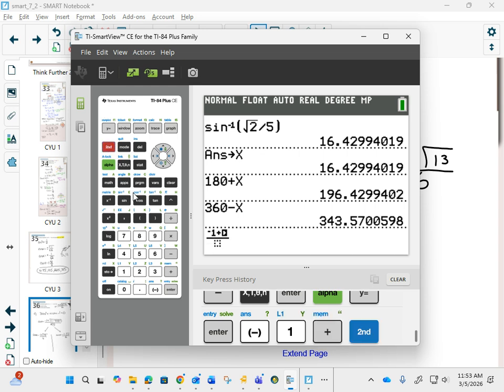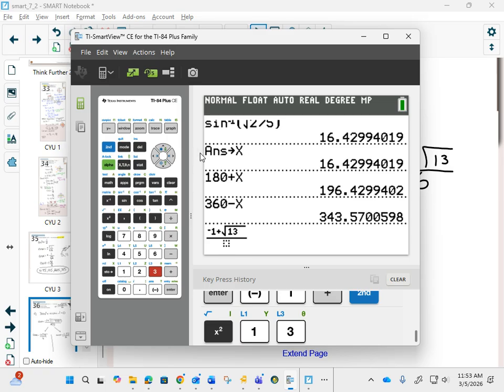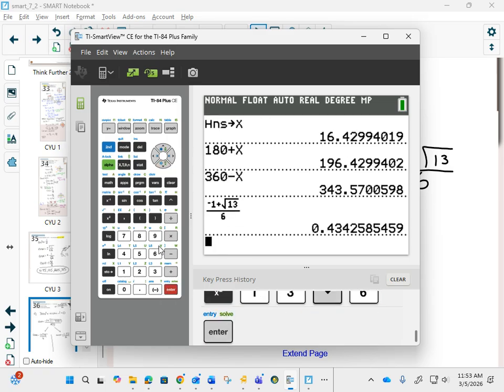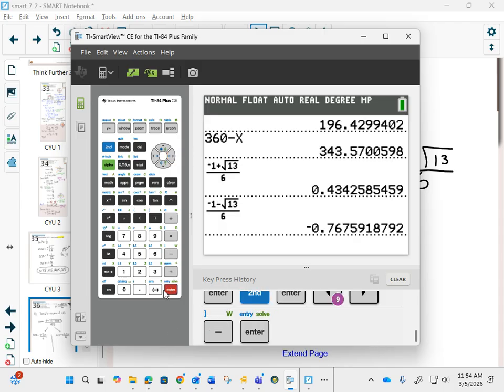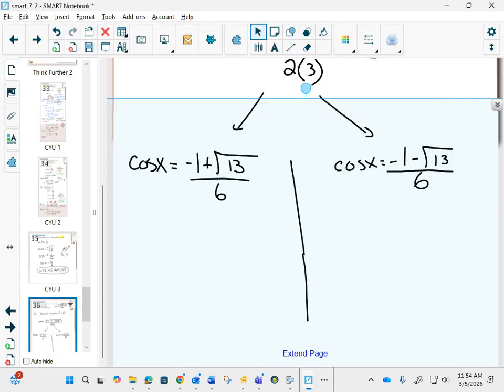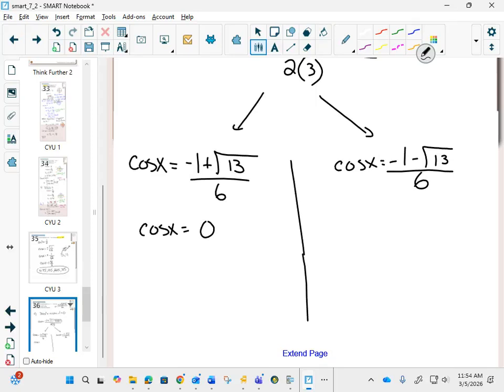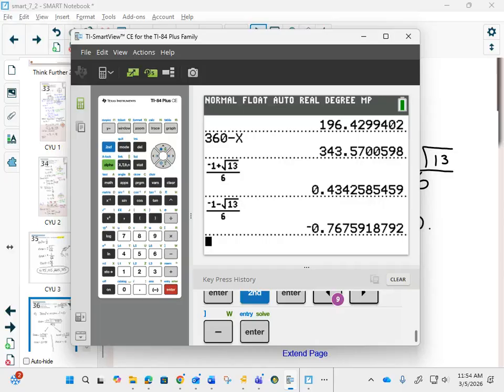-1 plus the square root of 13 over 6 and -1 minus the square root of 13 over 6. 0.434 and -0.768.